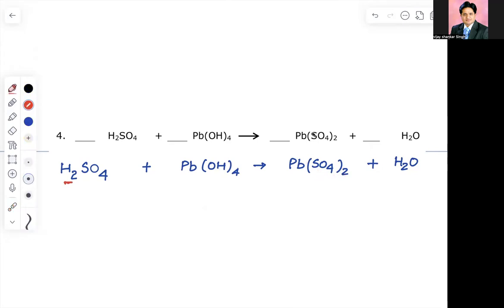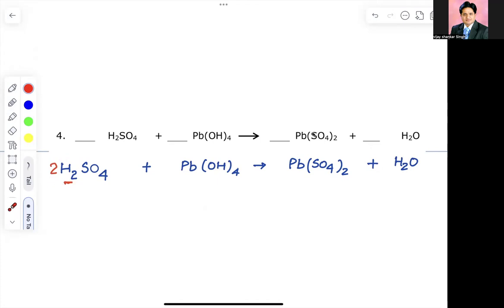So I would balance sulfate first. I can put 2 here. That will get me my S balance. So we have now 4 atoms of hydrogen here, as well as 4 atoms of hydrogen here. That gives us 8 atoms of hydrogen. You see, you have 4 plus 4, 8 atoms of hydrogen, 2 atoms of sulfur, and here there are 2 atoms of sulfur. So let's try to fix hydrogen first.